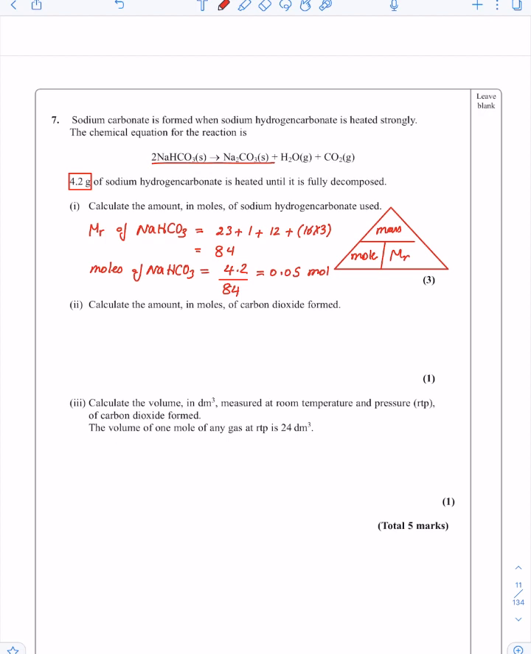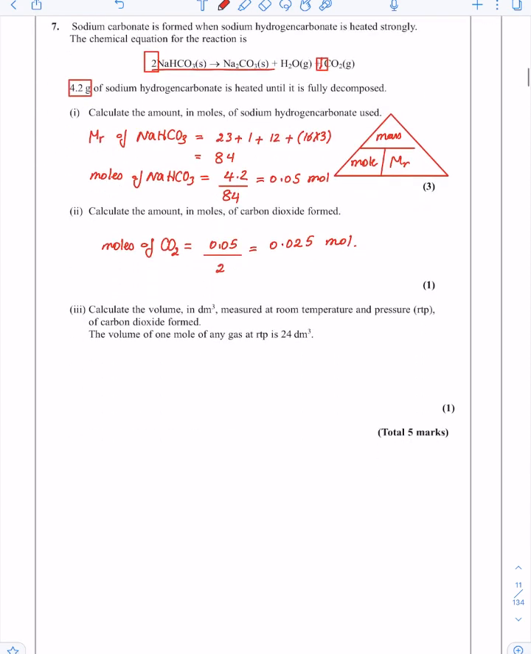Double I. Calculate the amount in moles of carbon dioxide. The ratio between the moles of sodium hydrogen carbonate and carbon dioxide is 2 to 1. This means that the moles of carbon dioxide is half the moles of sodium hydrogen carbonate. So the moles of carbon dioxide is equal to 0.05, the moles of sodium hydrogen carbonate we calculated in part I, over 2, which is 0.025 mole.